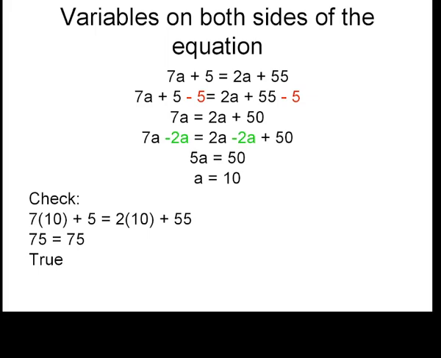So when we have a plus 5, we undo that by subtracting 5. When we have a plus 2a, we undo that by subtracting 2a. When we've got 5 multiplied by a near the end there, we undo that by dividing by 5. So if we divide the left-hand side by 5, 5a divided by 5 gives us back a, and 50 divided by 5 gives us 10.